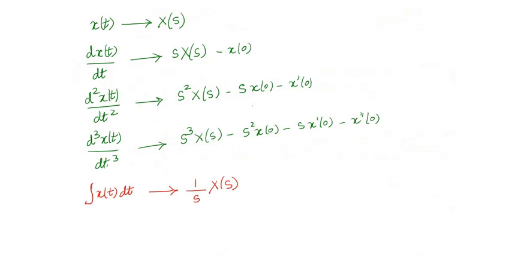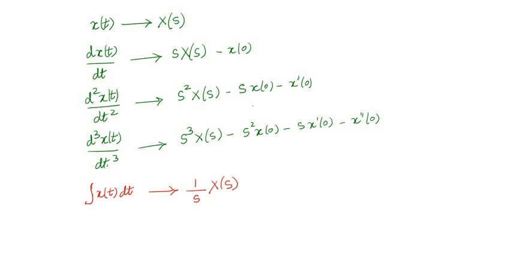These are the straight conversions from time domain to frequency domain, right? If x of t is the signal, the corresponding Laplace transform is X of s. If x of t is differentiated once, it becomes s times X of s minus x of 0, right? And if it is differentiated 2 times, s square X of s minus s times x of 0 minus x dash of 0. Similarly, for 3 times differentiation, you get it extended like this. You can keep on going like that, right?